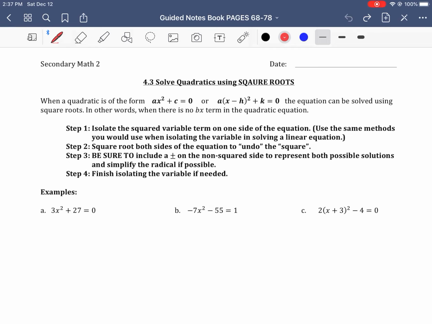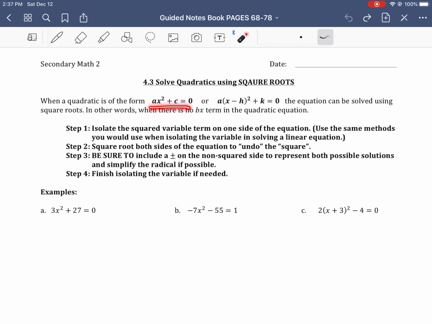Now remember, all of your linear principles still come into play if I need to move. So if this is my function and I need to move the c value over to the other side to isolate the variable, I would subtract c, subtract c. So don't lose all the fundamentals that we have. We're just going to add one more tool, which is the square root, okay?